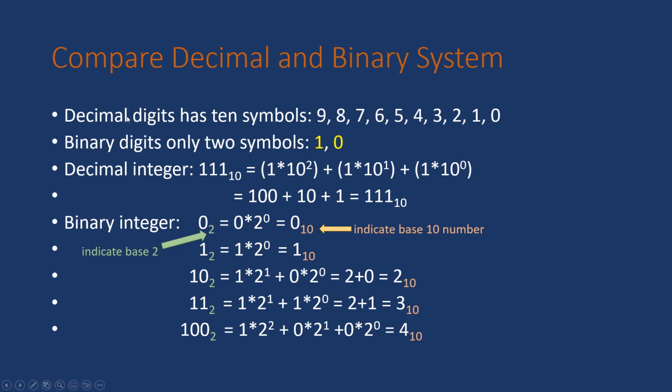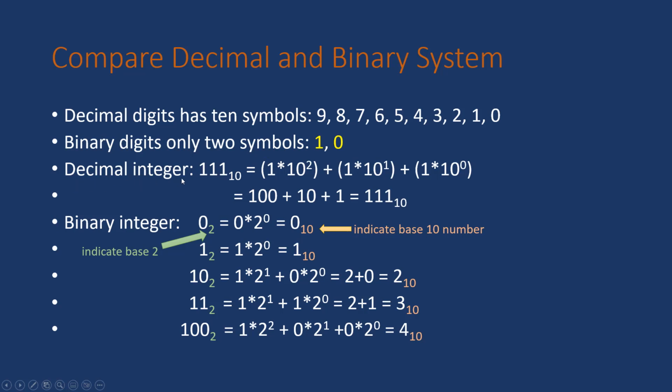First, look at the decimal digits. For the decimal system, we have 10 symbols: 9, 8, 7, 6, 5, 4, 3, 2, 1, 0. This is 10 digits. Compared with binary digits, we only have two symbols, 1 and 0.